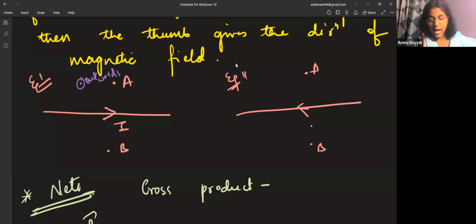I'll repeat. See, look at point A. Current is moving towards the right hand side. You have to keep your hand along the direction of current. See.